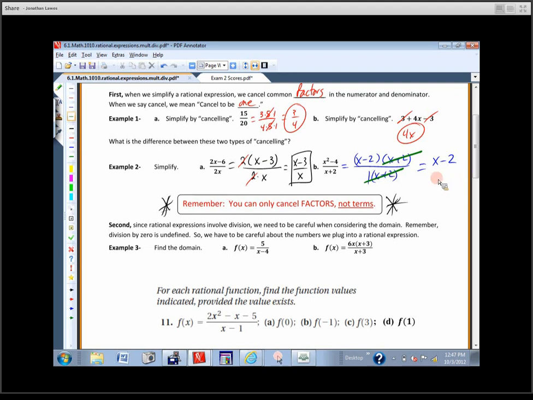Technically, what's left on the bottom? A 1. Do I have to write it in this case? I don't. We just want to write that as x minus 2. Now, if this problem had been flipped upside down and the 1 was left on the top, would I have to write it there? Yeah, because otherwise there's no bottom if I don't write the top, right? Okay. Any questions? Yeah.